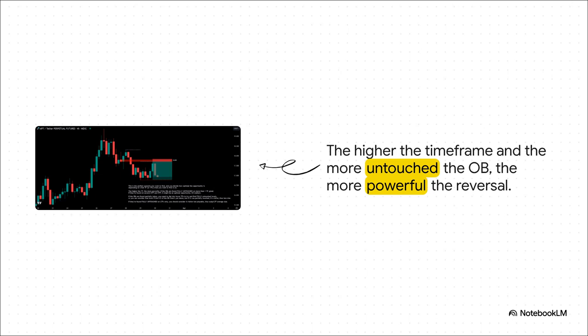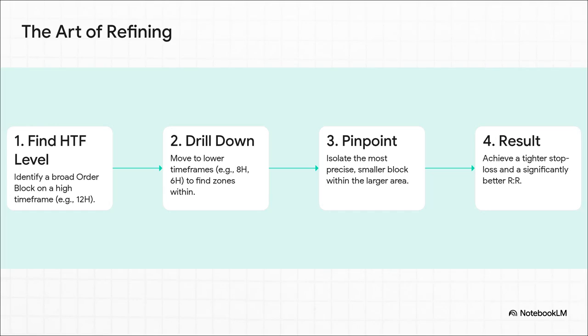You might spot a big zone of interest on a high time frame, maybe the 12-hour. You confirm it's untouched. That's absolutely critical. And from there, the next question is always, can I zoom in? Can I pinpoint this even further? That's the thought process. So what is this refinement we keep talking about?